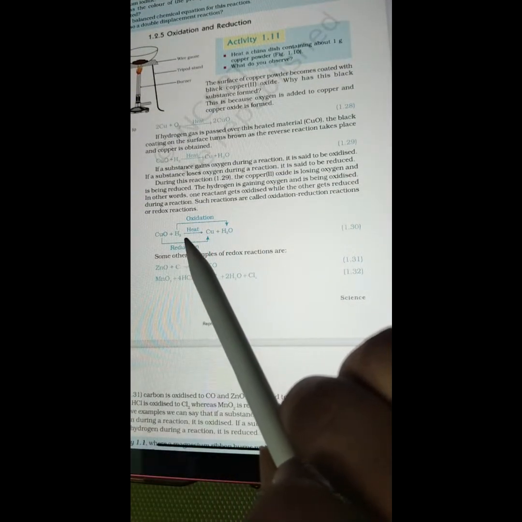During this reaction, 1.29 means they are talking about this one. The copper oxide is losing oxygen, and in other words, one reactant gets oxidized while the other gets reduced during a reaction. Such reactions are called oxidation reduction reactions or redox reactions. So in the reaction CuO plus H2, in the presence of heat, you will be getting Cu and H2O. Here CuO is getting converted to copper, so that means it is reduced. But H2 is converting into water, so that means it is oxidized.